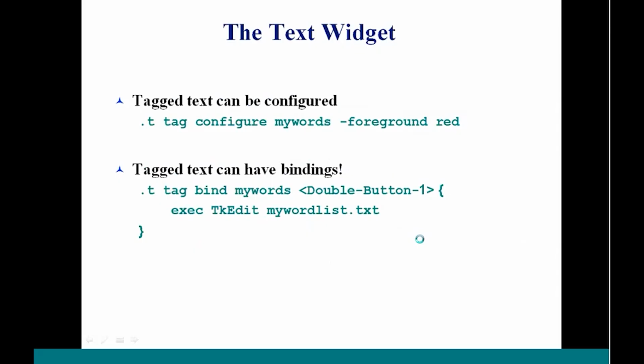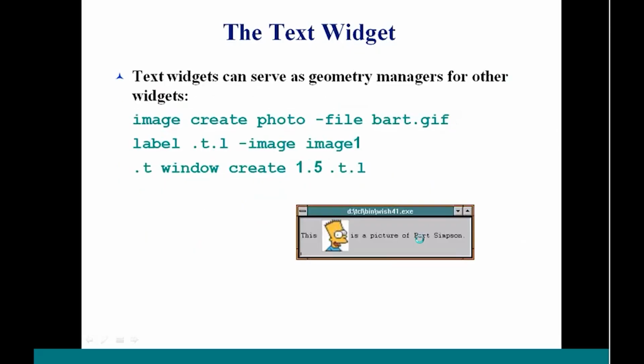And as I said, the tag is not a permanent command. Basically the state is saved. So a tagged text can also be configured, and we can use the configure command to configure the tag text. And then the tag text can also have bindings. We can bind certain keystrokes to that particular command, and then we can call it to execute certain things. And usually the text widgets can serve as the geometry managers for other widgets.